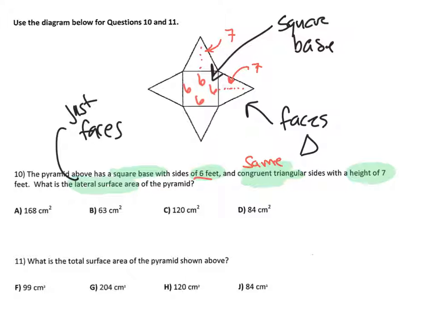So base times height divided by 2. And since they should all be the same, we can really just solve for one of those and then add them all up or multiply it by 4, since there's 1, 2, 3, 4 triangles. Good. So 6 times 7 divided by 2. What's 6 times 7? 42. Divided by 2 is 21.